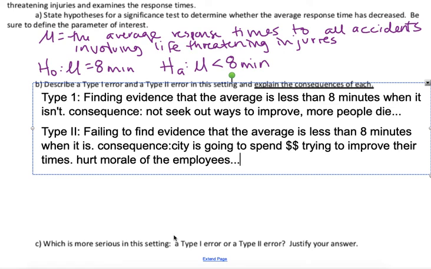All right, type 1 error: finding evidence of the alternative you shouldn't have. Type 2: failing to find evidence of the alternative that you should have. So let me know if you have questions on these, as we will continue to explore them as we continue in this unit.